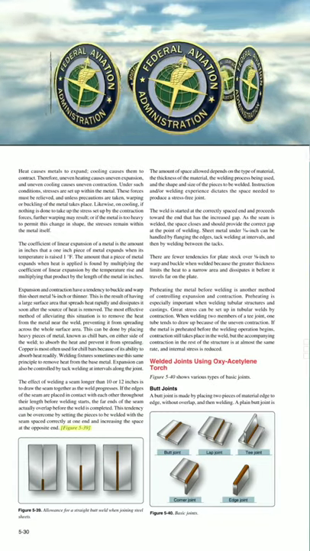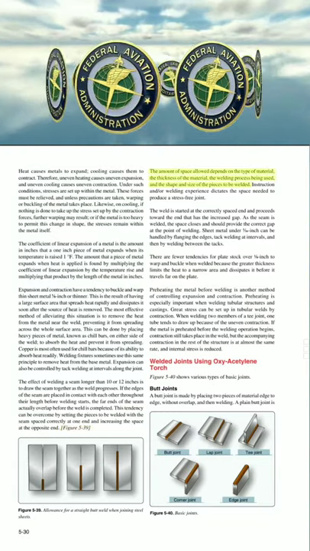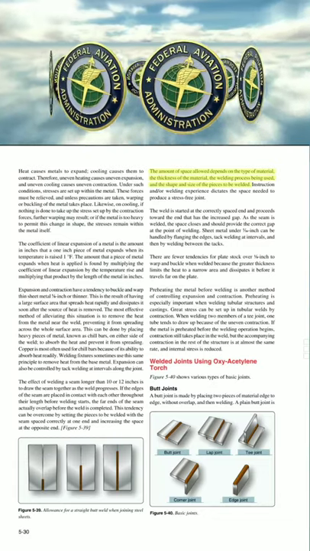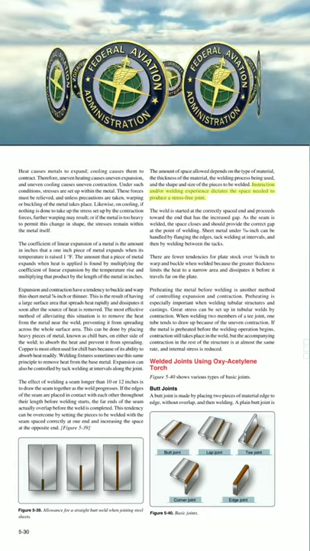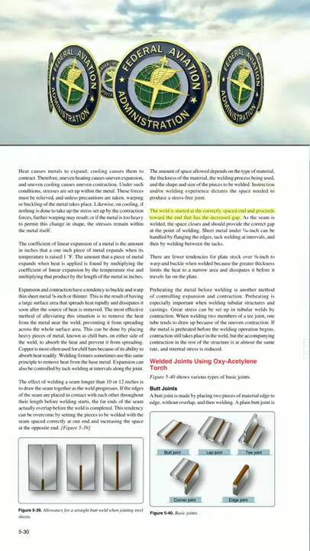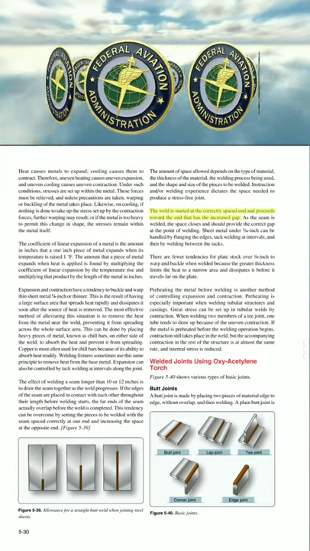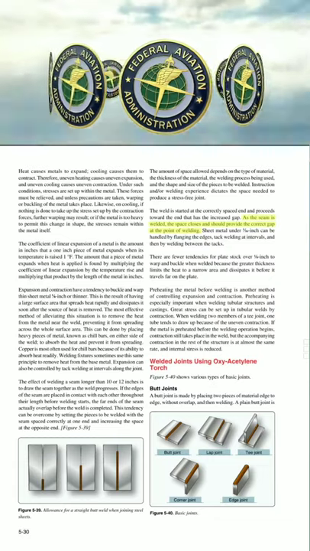Figure 5-39. The amount of space allowed depends on the type of material, the thickness of the material, the welding process being used, and the shape and size of the pieces to be welded. Construction and/or welding experience dictates the space needed to produce a stress-free joint. The weld is started at the correctly spaced end and proceeds toward the end that has the increased gap. As the seam is welded, the space closes and should provide the correct gap at the point of welding.